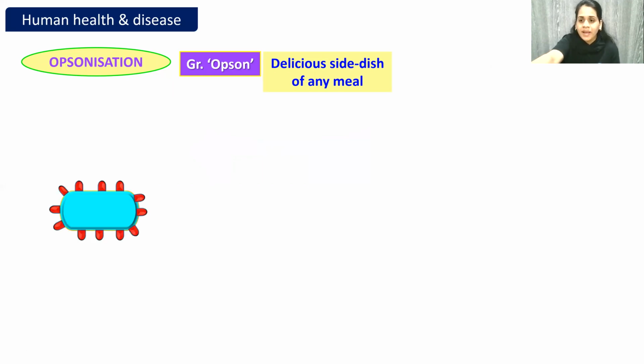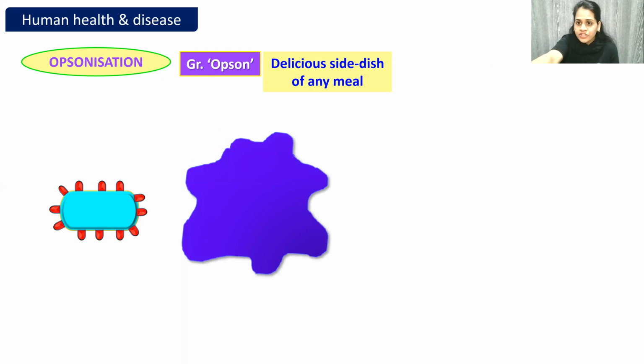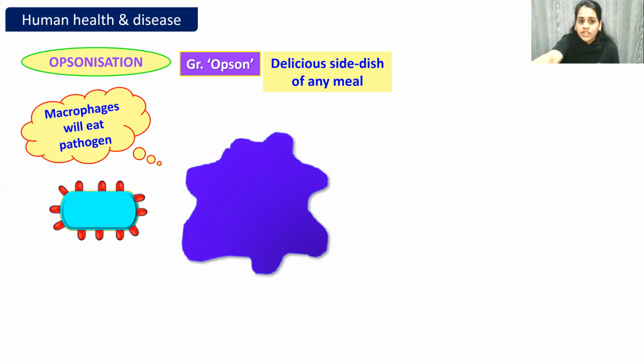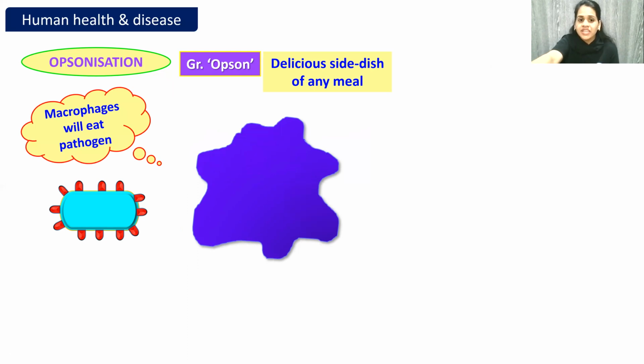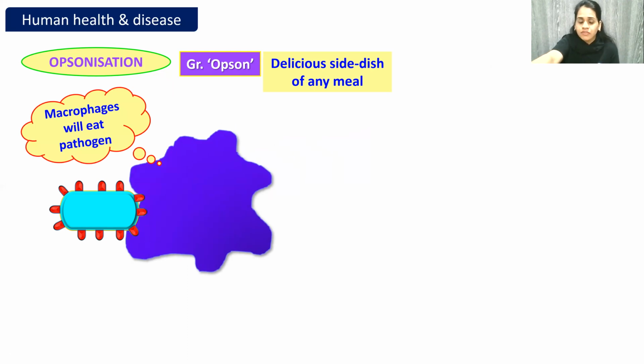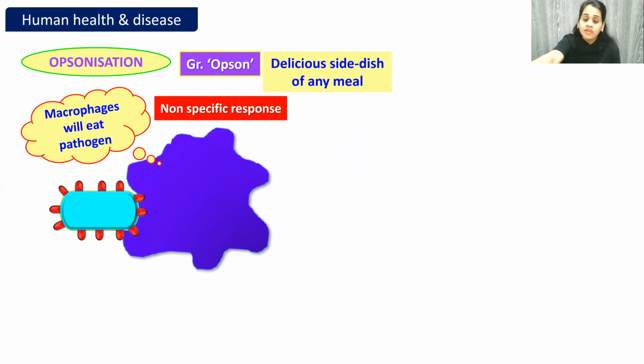Now the pathogen has come inside. This is the macrophage. Macrophage has understood that the pathogen has come inside. So macrophage normally will eat this pathogen. What will the macrophage do? It will eat the pathogen. But it is a non-specific response. Why? Because here the antibodies have not come. Yes or no? Antibodies have not come.